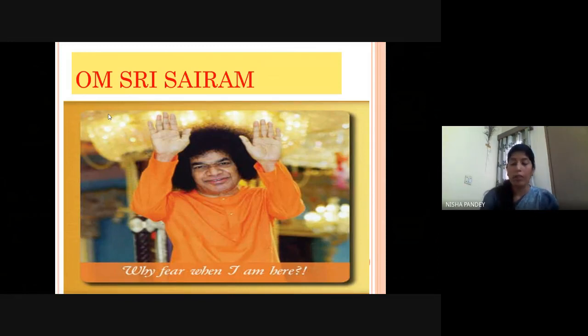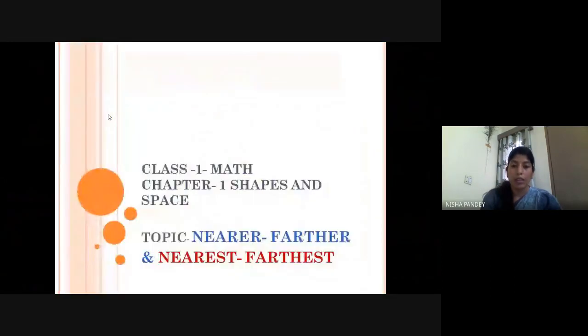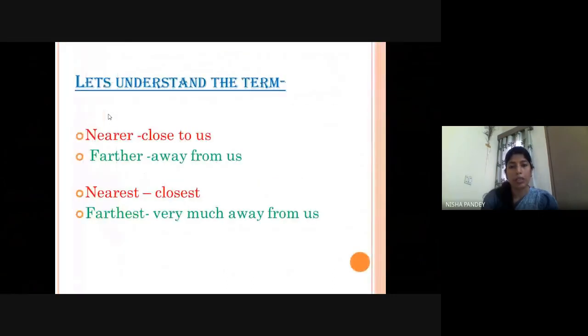So children, today we'll discuss Chapter 1 Shapes and Space, and the topic is nearer and farther, and nearest and farthest. So let's understand the term first. What does it mean? What does it mean nearer? So if an object is close to us, then we can say it is nearer to us, right?